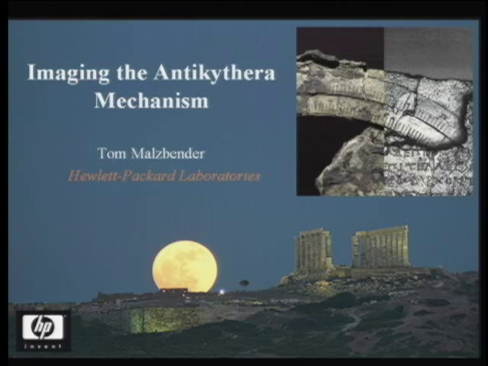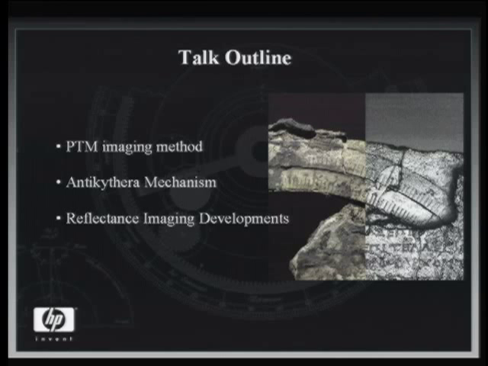So basically, in 2001, a fellow HP Labs researcher and I developed a method called polynomial texture mapping. It's an interesting technique in that it allows you to see more detail on the surface of objects than you can typically see, even holding them in your hand. In 2005, we got sent to Greece to apply the technique to a mechanism called the Antikythera mechanism. This talk will cover both the imaging method itself and the Antikythera mechanism. And at the end of the talk, if there's time left, I'll go through some more recent developments on the imaging method over the last 10 years or so.